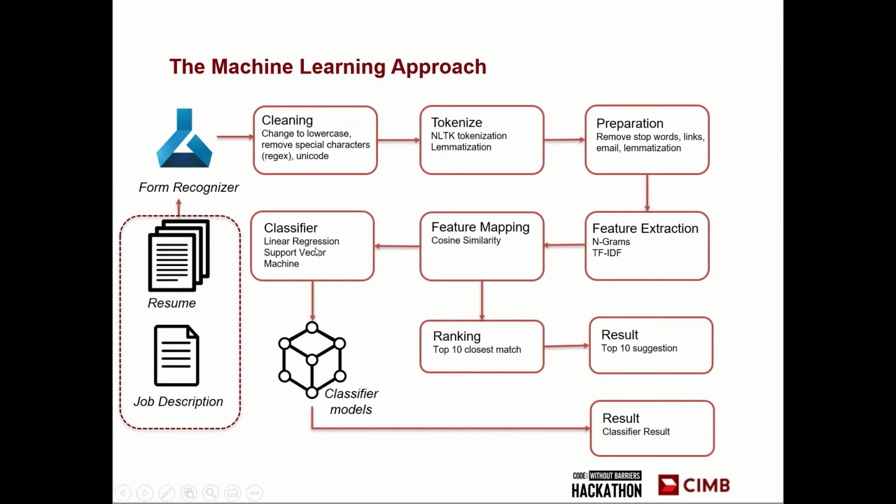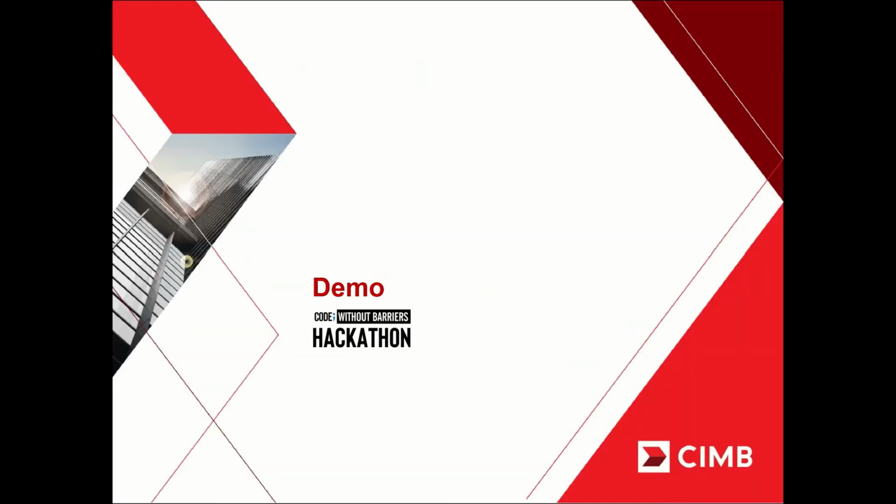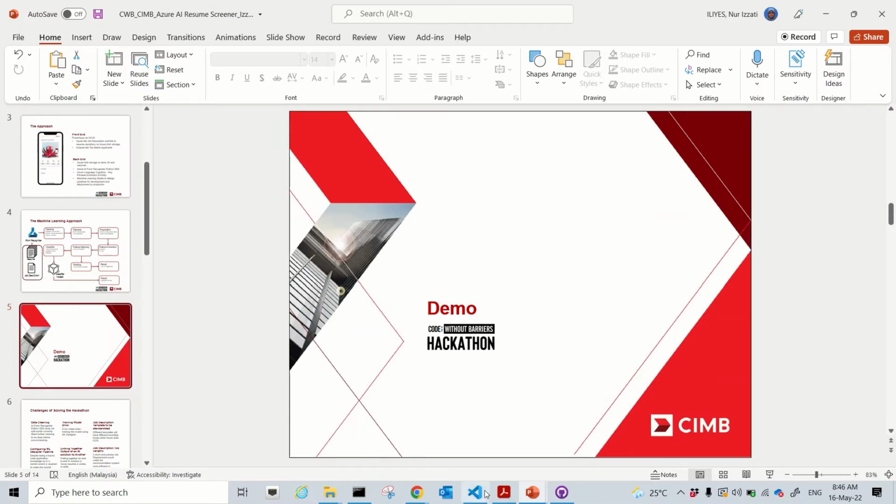And then we're going to use the classifier. There are 2 here. Of ranking, the output of the match would give a ranking of the 10 closest matches, and then would give an output of the top 10 suggested applicants. So I'll just jump straight to the demo.